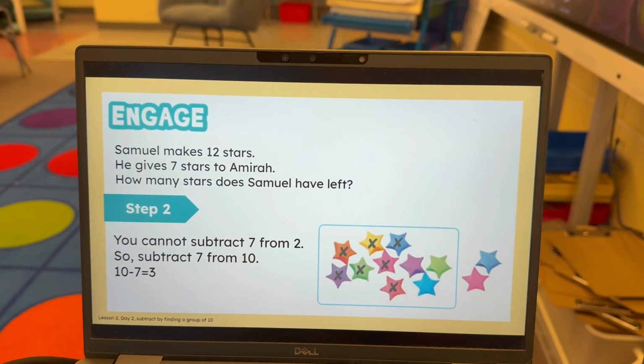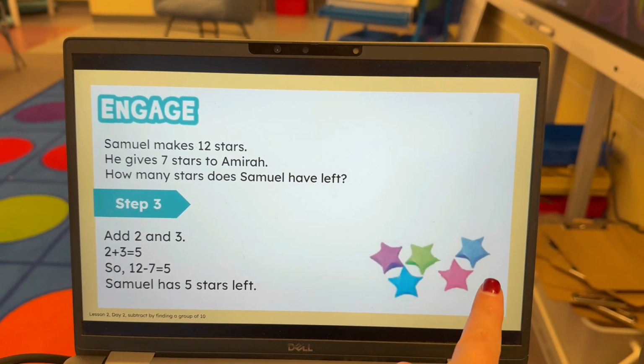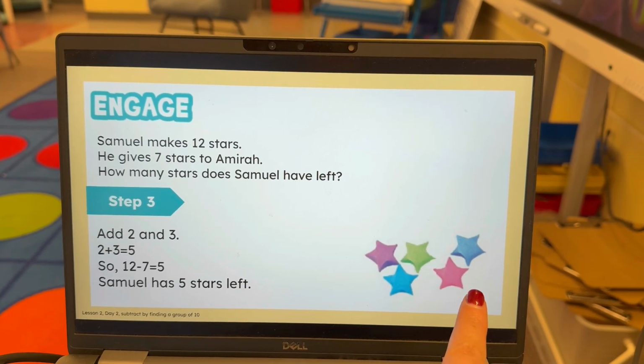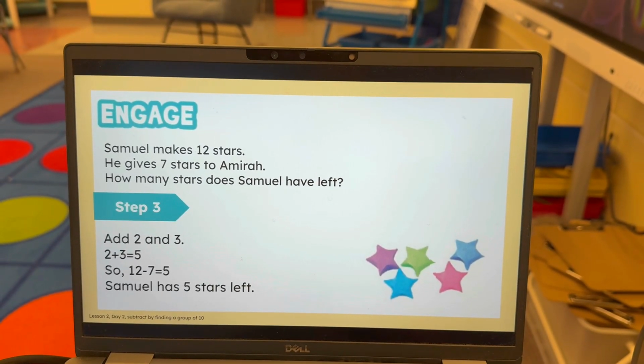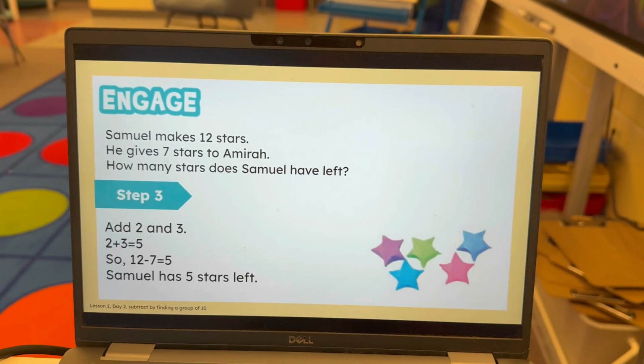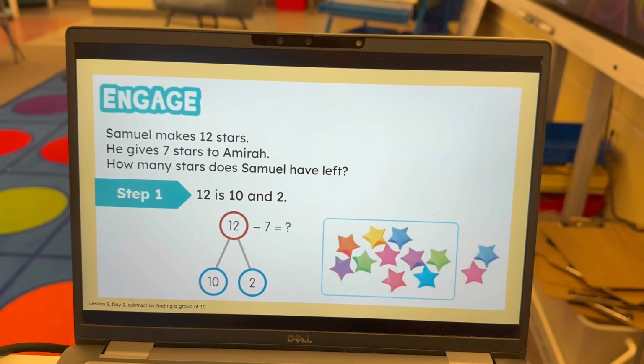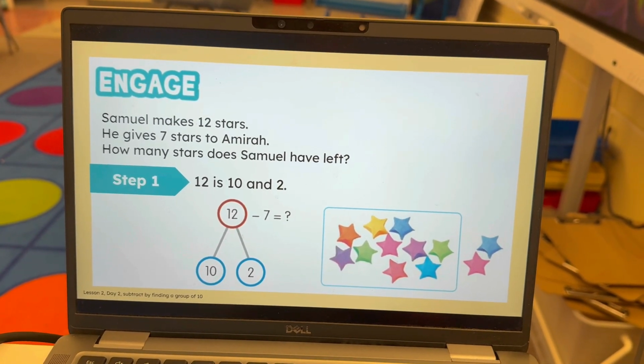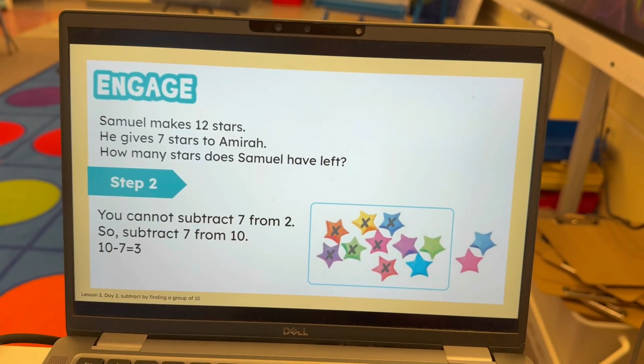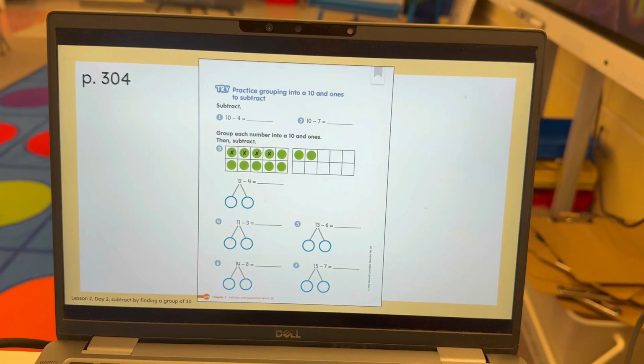Then we have 3 left over, and we have to put our 3 left with these 2 because we never touched them, right? They're still there, and our answer is 5. So really, it's just getting them to see that they can take away that smaller number from the 10 instead of the full 12 because we can decompose it, and it's the same. Easy, right? So simple, so simple.